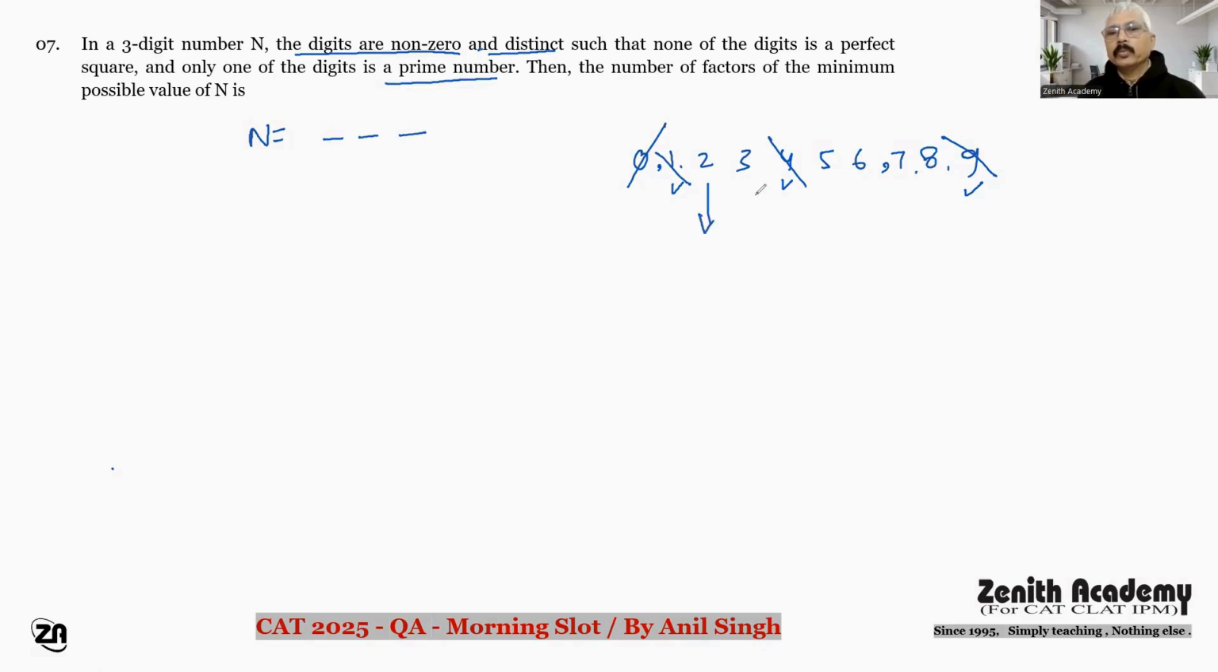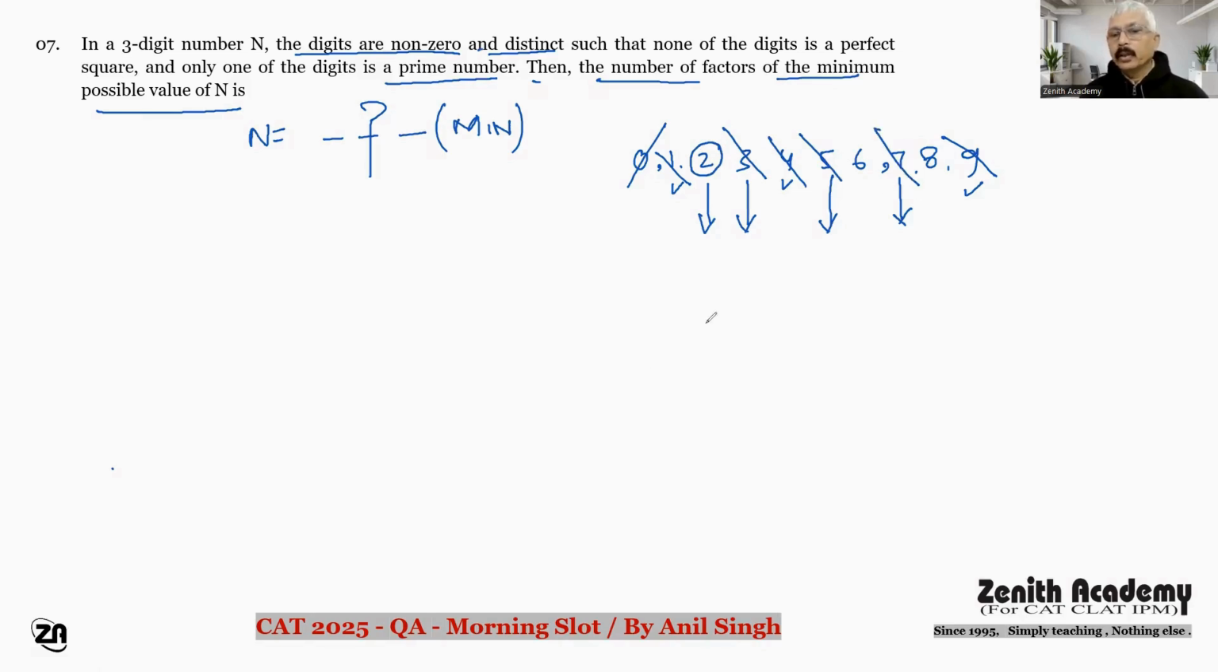So 2 is a prime number, 3 is a prime number, 5 is a prime number, and 7 is a prime number. इनमें से कोई एक होगा. Then the number of factors of the minimum possible value of N means you have to find the three-digit number which should be a minimum also with the given conditions. So when it is a matter of a minimum possible value of N, छोटा prime number लीजिए and it is only 2. So it means this is not allowed.